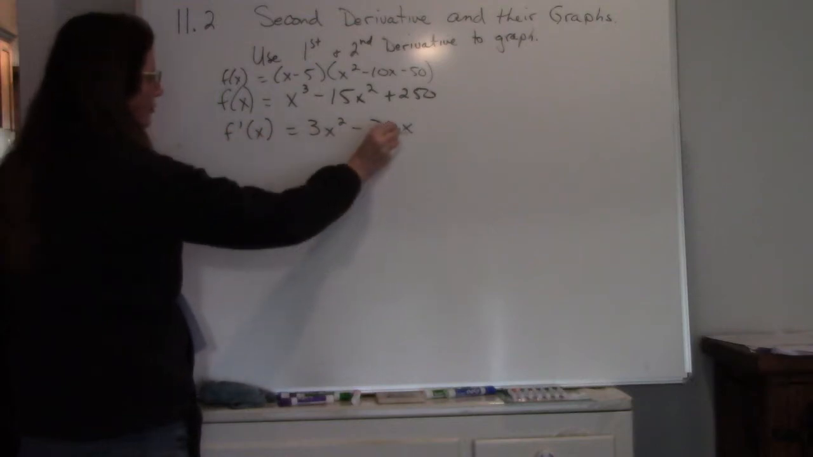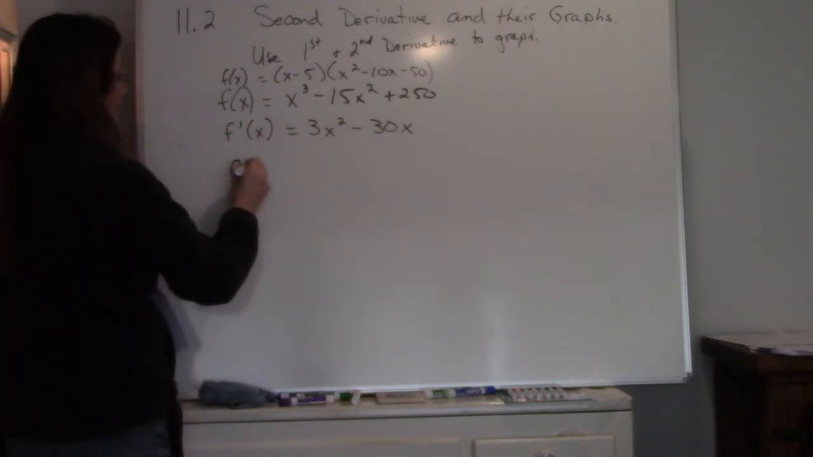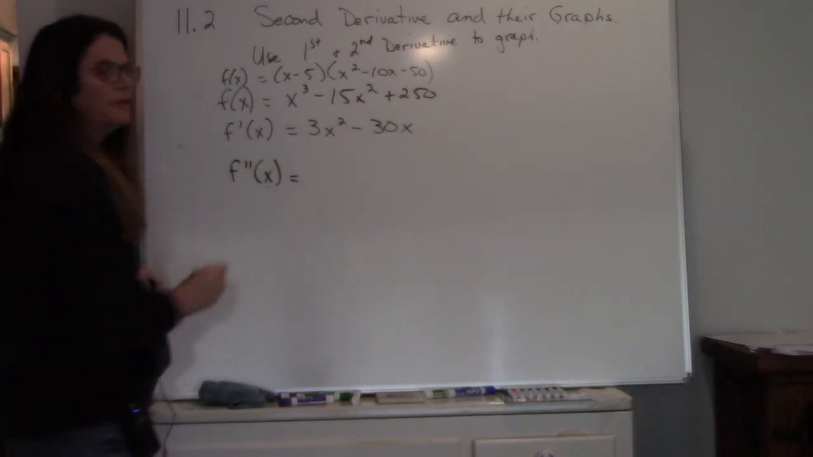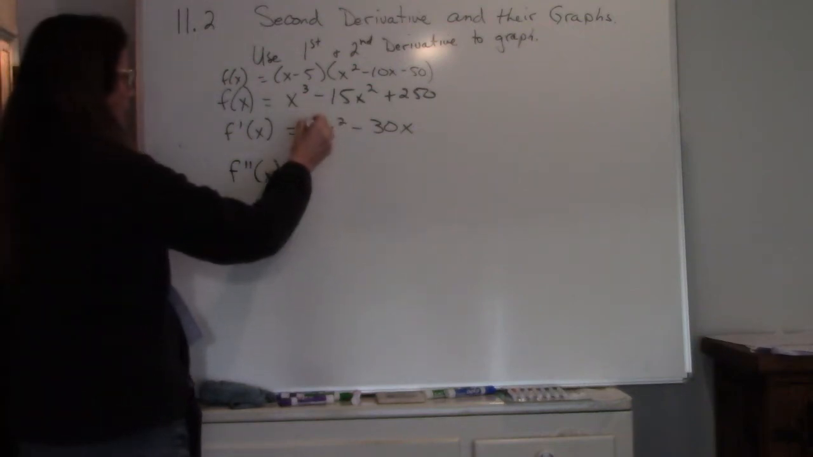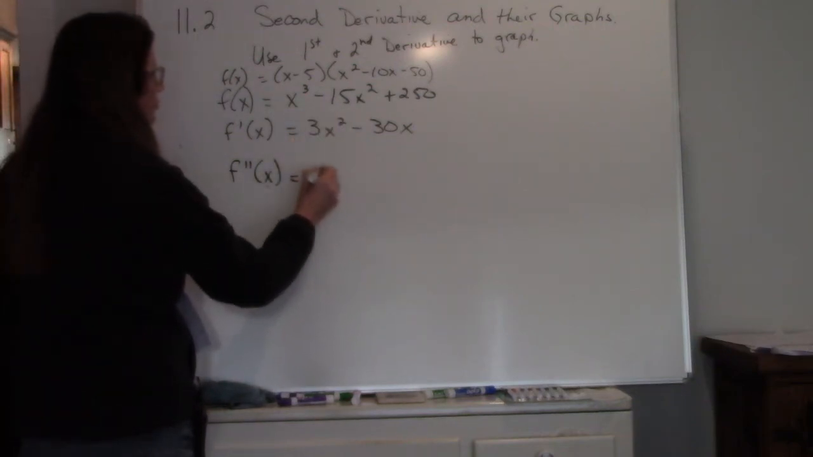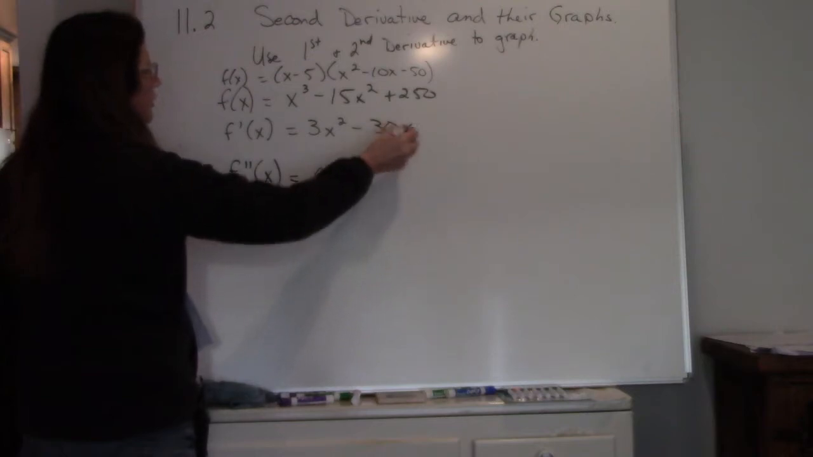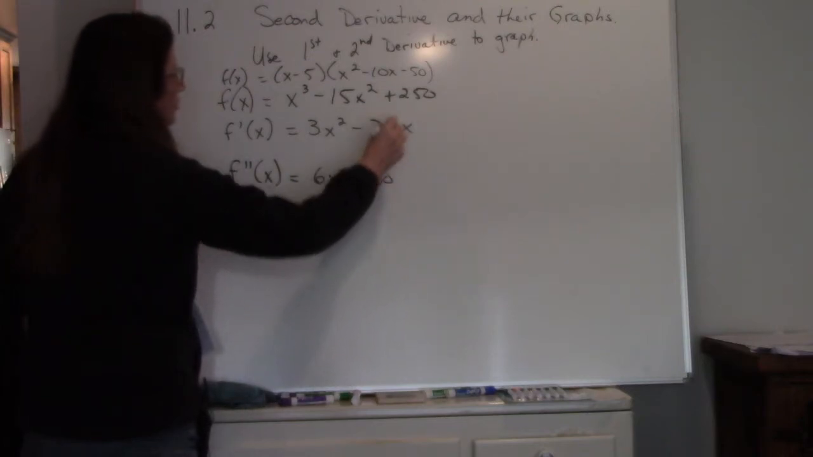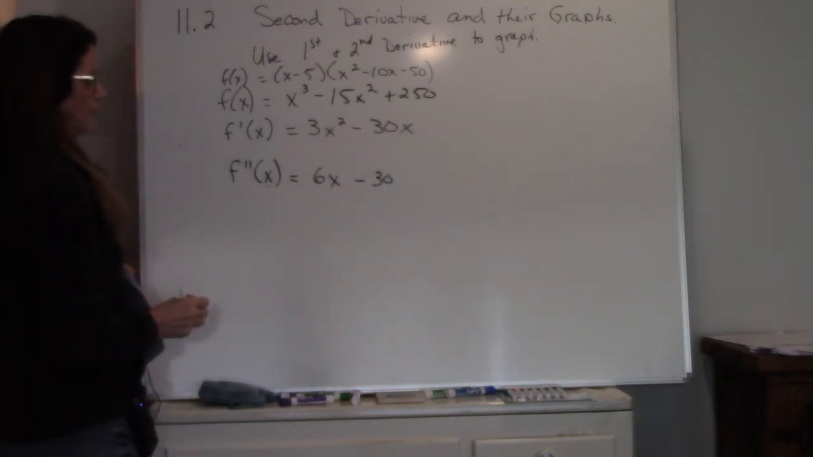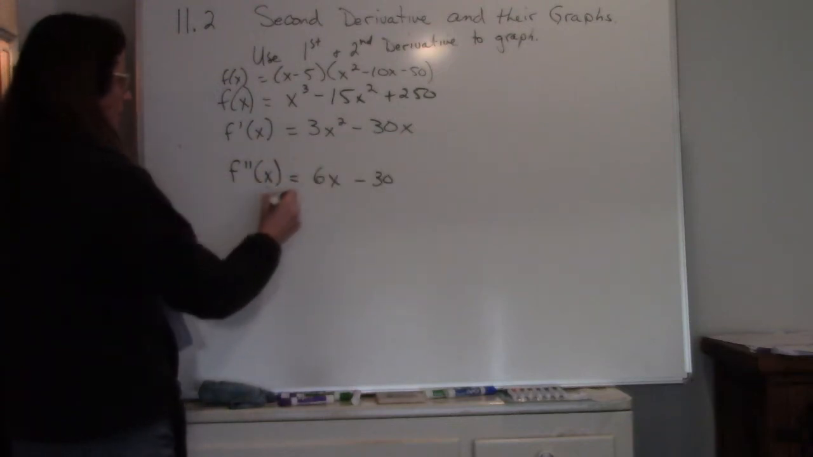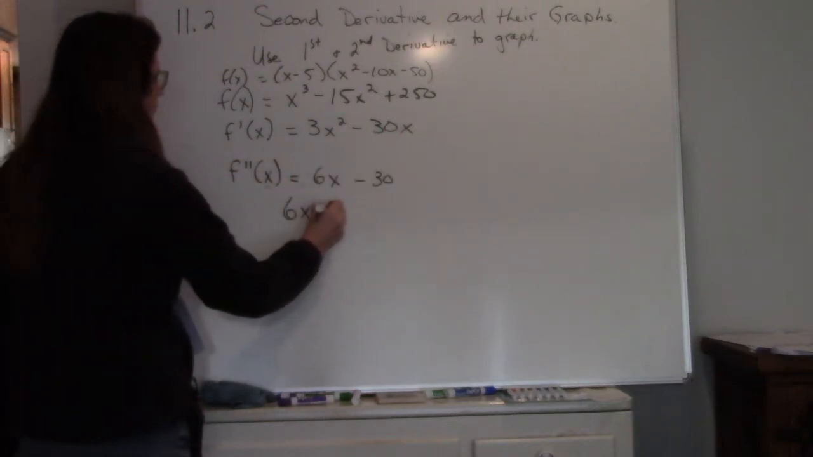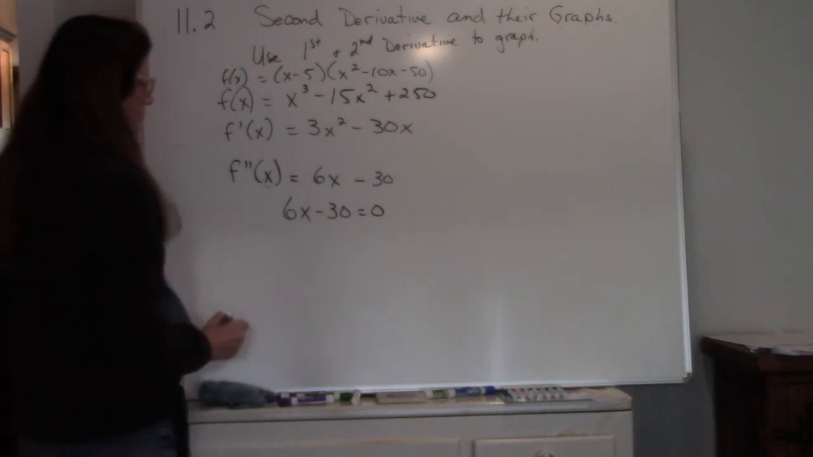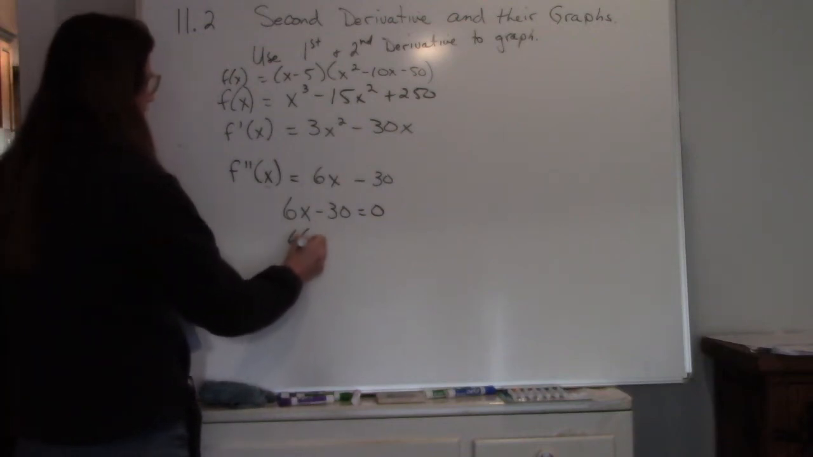Then I found the first derivative. And now it's asking about concavity, so I'm going to find the second derivative. So power rule, drop the 2 to the front and multiply, subtract 1, drop the 1 to the front and multiply, subtracting 1, the x goes away. Here's my second derivative.